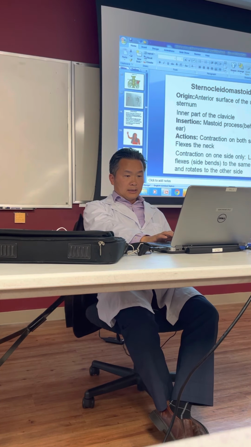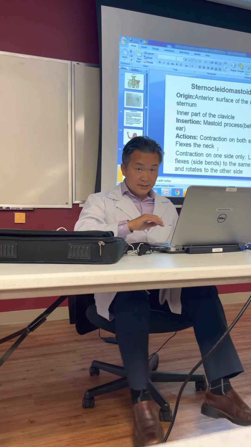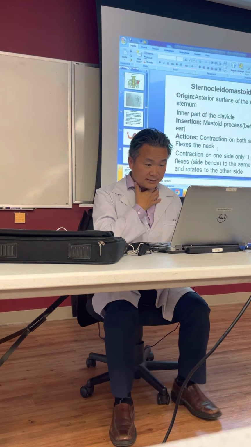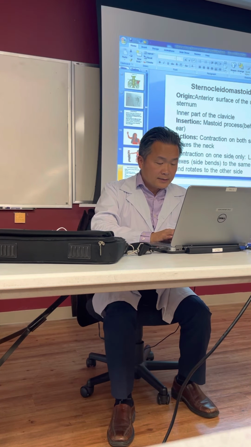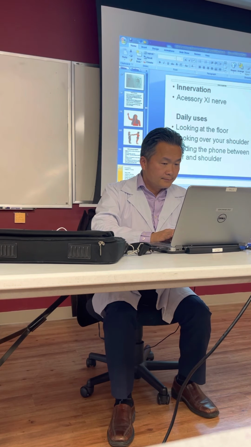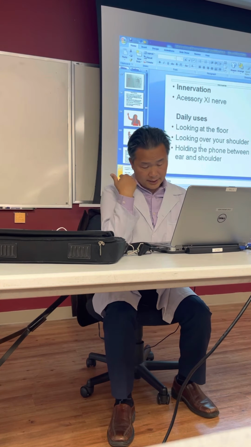Okay, so contracting on both sides helps to flex the neck. To flex the neck, you use the SCM. Contraction on one side only is lateral flexion to the same side and rotation to the other side. Innervated by the spinal accessory nerve. So daily use: looking at the floor, looking over your shoulders, holding the phone between the ear and the shoulder.